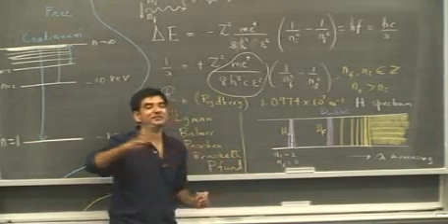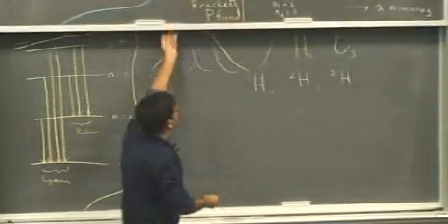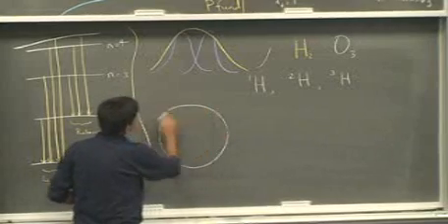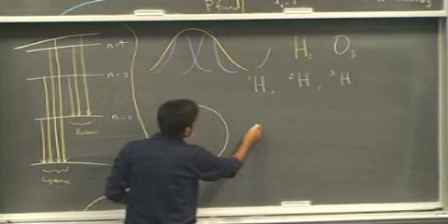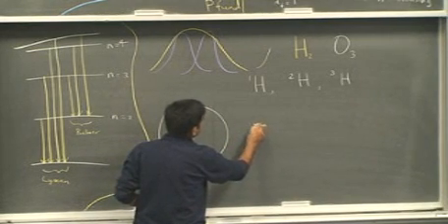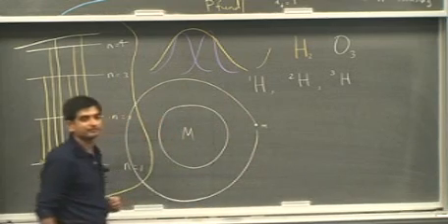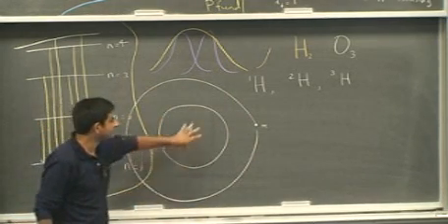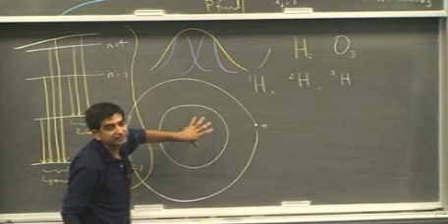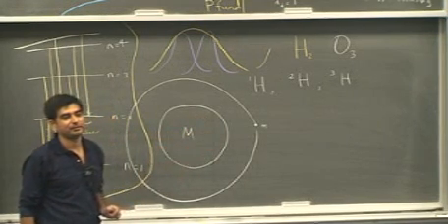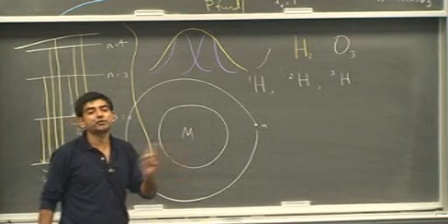However, there is a problem with Bohr's model. Bohr's model assumes that you have a very heavy nucleus, a very heavy nucleus of mass capital M, and a small electron of mass small m revolving around the nucleus. And the assumption is that the position of the nucleus is fixed in space because the nucleus is so heavy. But that's not true.